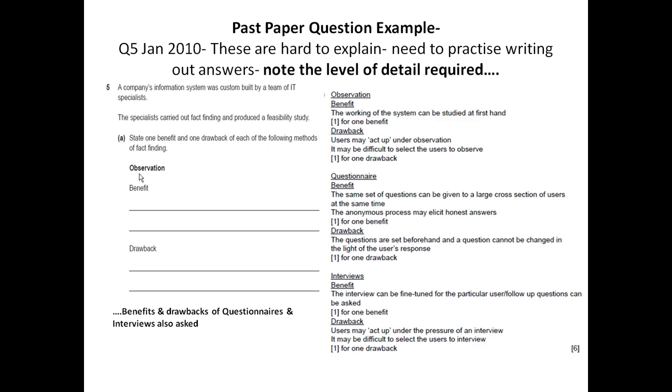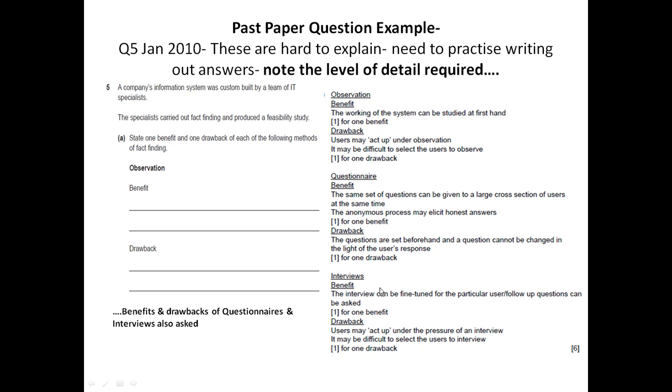So observation. The benefit is the working of the system can be studied first hand. The disadvantage is users might act up. They might act suspiciously whenever they're being observed. It's difficult to select the users to observe. Questionnaire. The benefit is the same set of questions can be given to a large cross-section of users at the same time. If it's anonymous, they might give honest answers. A drawback is the questions have to be set beforehand and cannot be changed in response to the users' responses.